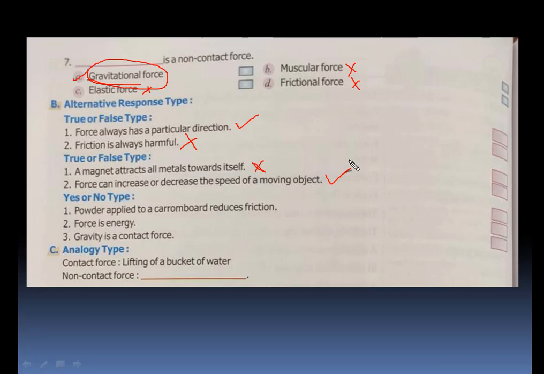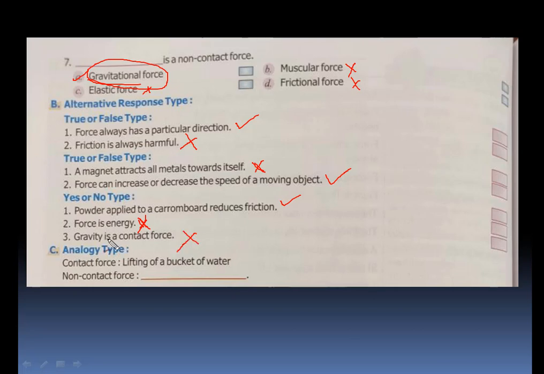Now, yes or no type. Powder applied to a carom board reduces friction. Yes, if you apply powder, it reduces friction. Force is energy. No, force and energy are related to each other, but they are not exactly equal. They are different things. Gravity is a contact force. No.